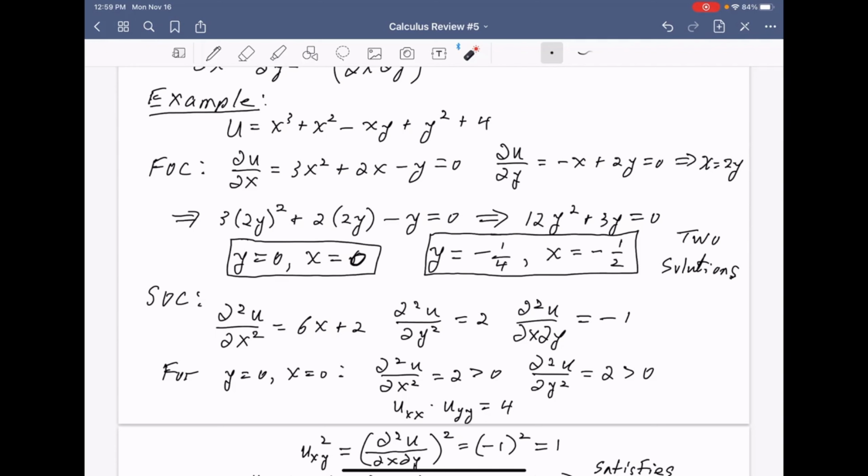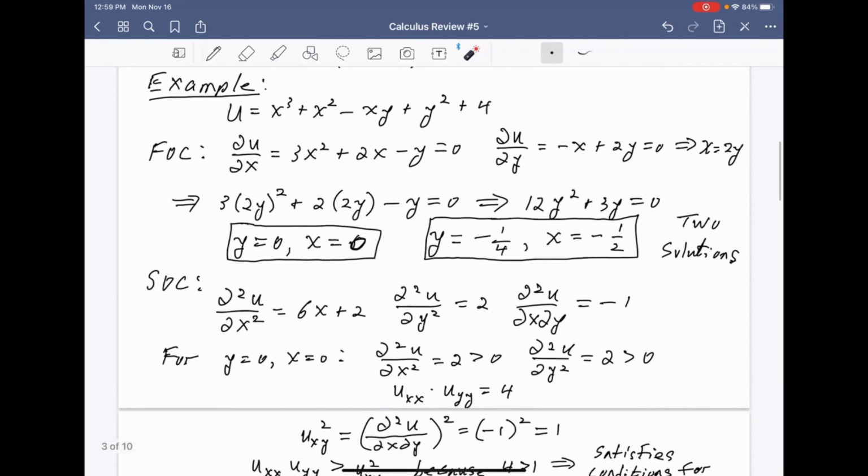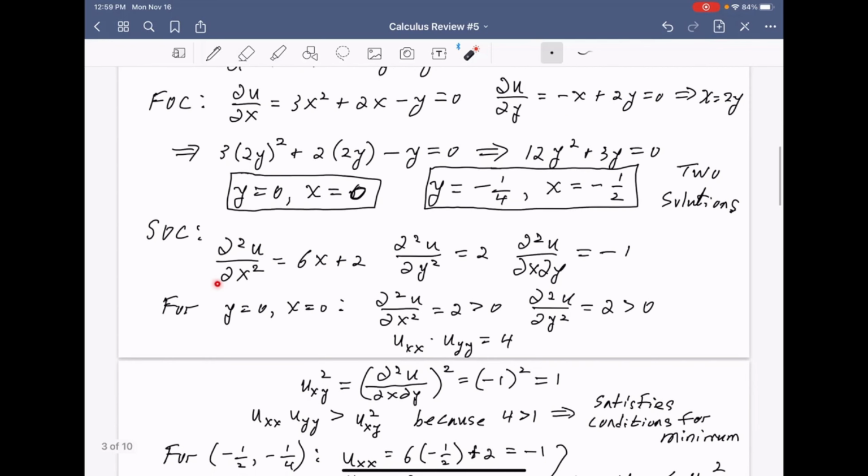Where do we get that? Well, we just take this, and with respect to x, we get minus 1. If we look at this one, and we take the second partial with respect to x, we get 6x plus 2. And if we do it with respect to this one, we get 2. So the second order conditions are given by these general formulas.